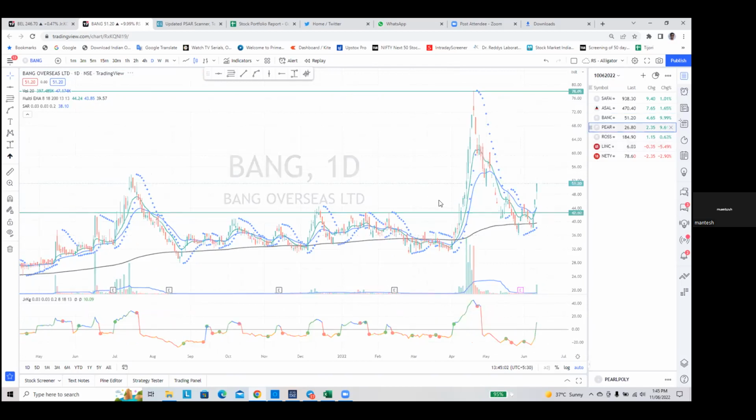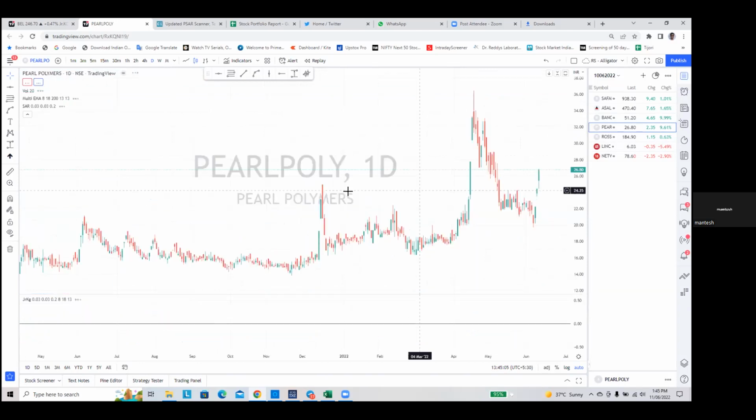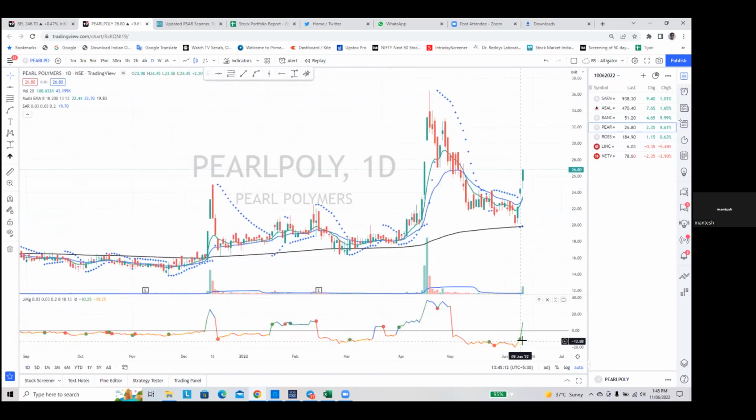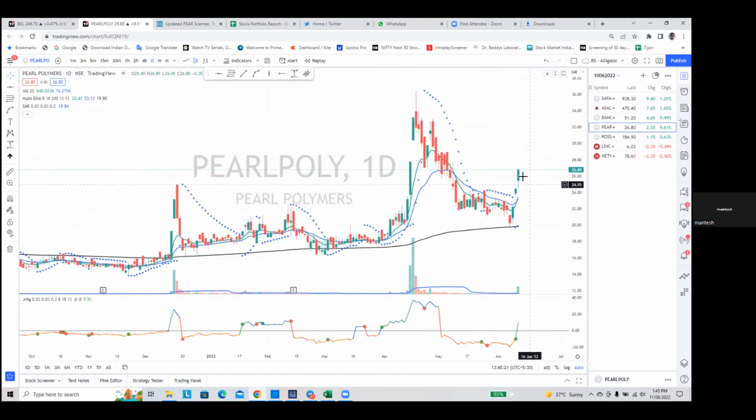Next one is Pearl Polymers. Okay. So actually on Thursday itself, this stock has given a buy signal on the parabolic SAR. So in this stock also, the same structure. You see that there was selling till 24, and then suddenly a buying force came and took the stock up.